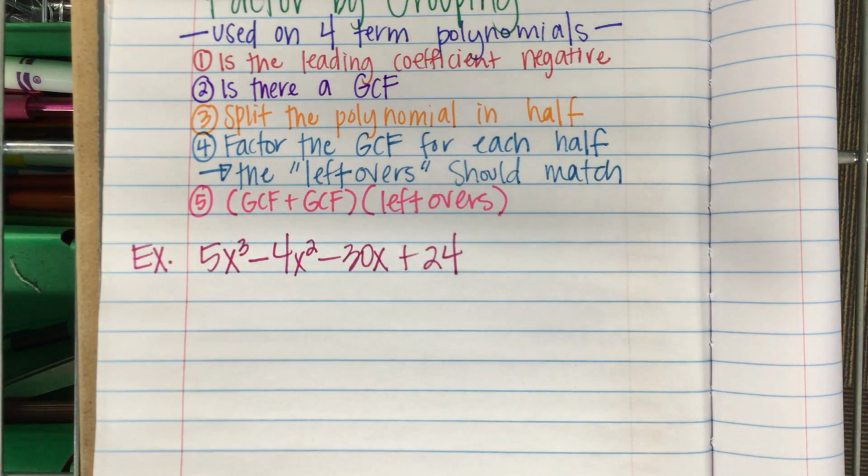5x to the third minus 4x squared minus 3x plus 24. It is a 4-term polynomial. Each term is separate, right? There's no like terms that can be combined. I've got an x to the third, I've got an x squared, I've got an x, and I've got a constant. They're all separate, so they cannot be put together.